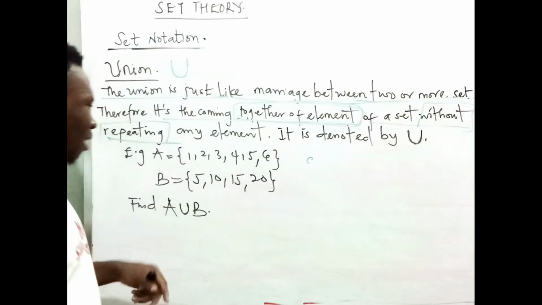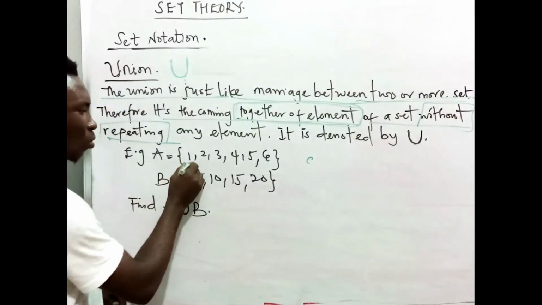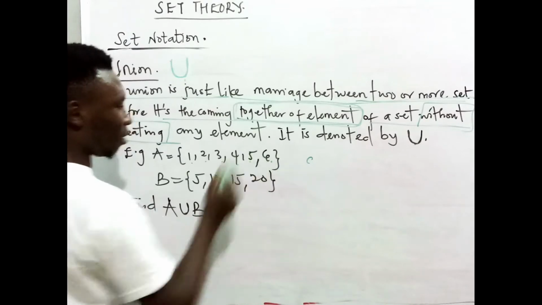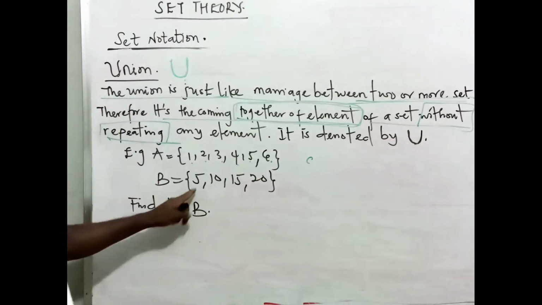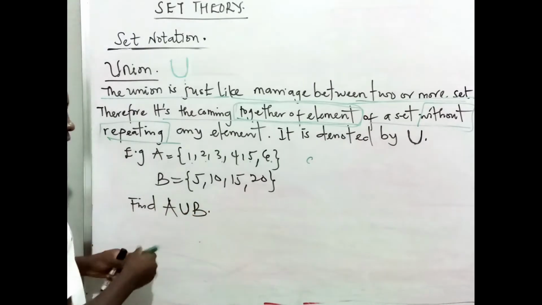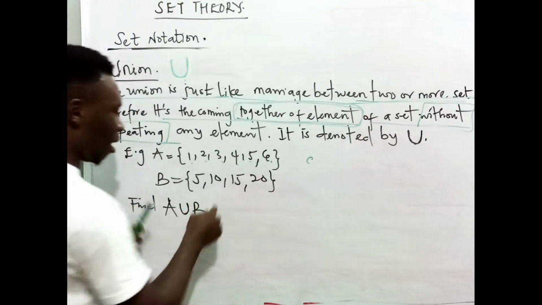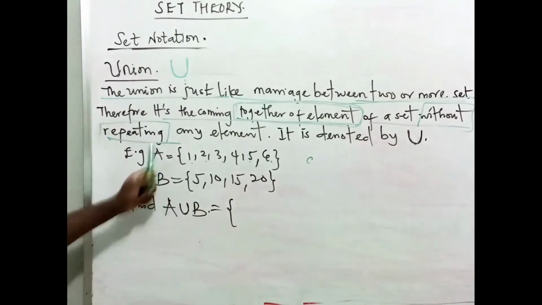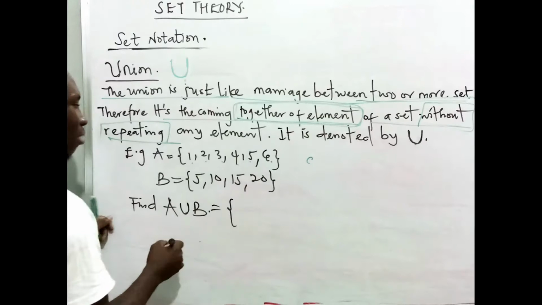Now I have an example here that says that A is equal to {1, 2, 3, 4, 5, 6}, and I have now my B here as {5, 10, 15, 20}. I ask you to find A union B. That is, find the marriage that exists between A and B. So what is the marriage that exists between A and B?